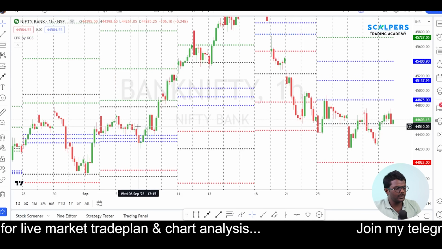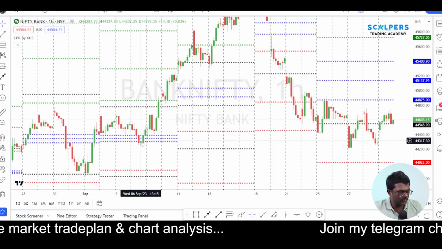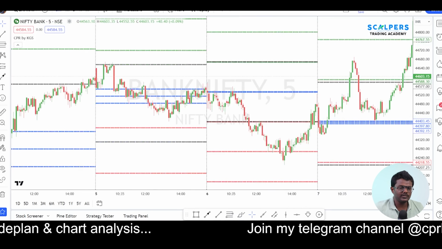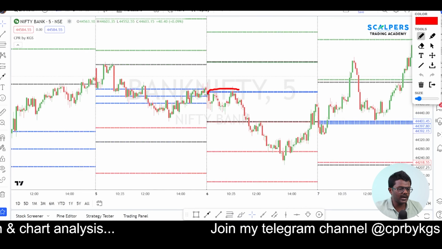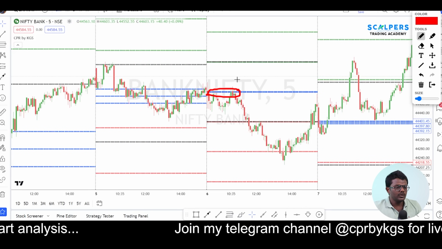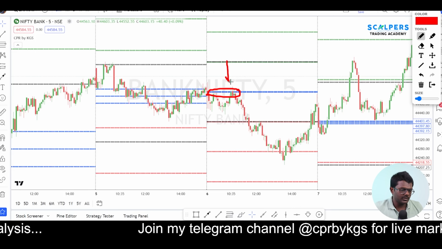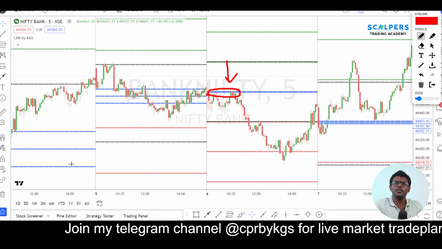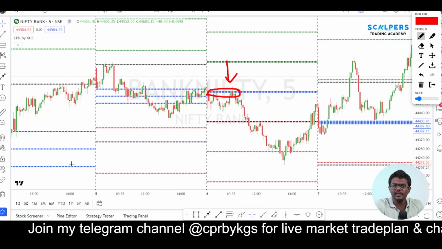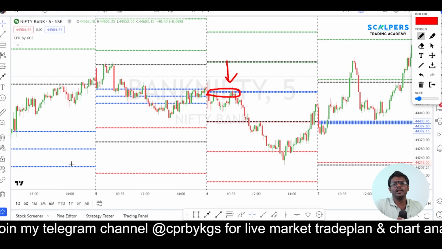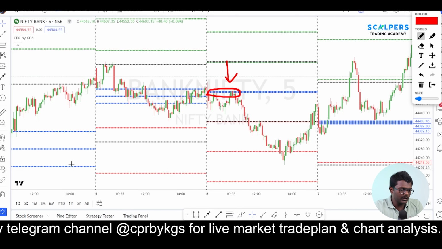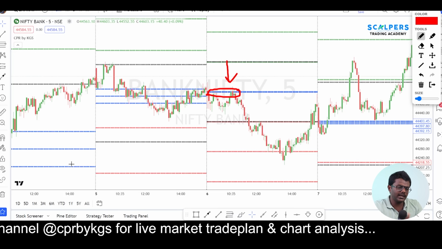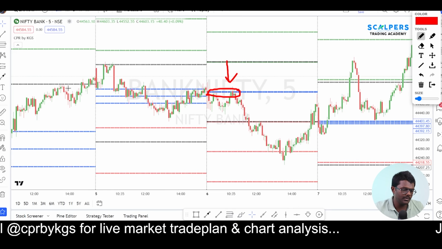On 6th of September, the candles are taking support at weekly CPR, but in the 5 minutes chart, the candles are taking resistance at daily CPR, right? So this is a very tricky situation. Now on 4th and 5th of September, the candles were trading above the daily CPR levels and they are not trading below daily CPR. But on 6th September, right from the opening time, the candles are trading below daily CPR.